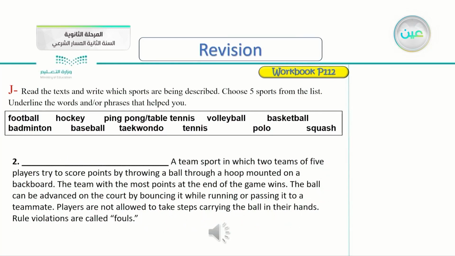So number 2, let's listen to number 2. 2. A team sport in which 2 teams of 5 players try to score points by throwing a ball through a hoop mounted on a backboard. The team with the most points at the end of the game wins. The ball can be advanced on the court by bouncing it while running or passing it to a teammate. Players are not allowed to take steps carrying the ball in their hands. Rule violations are called fouls.